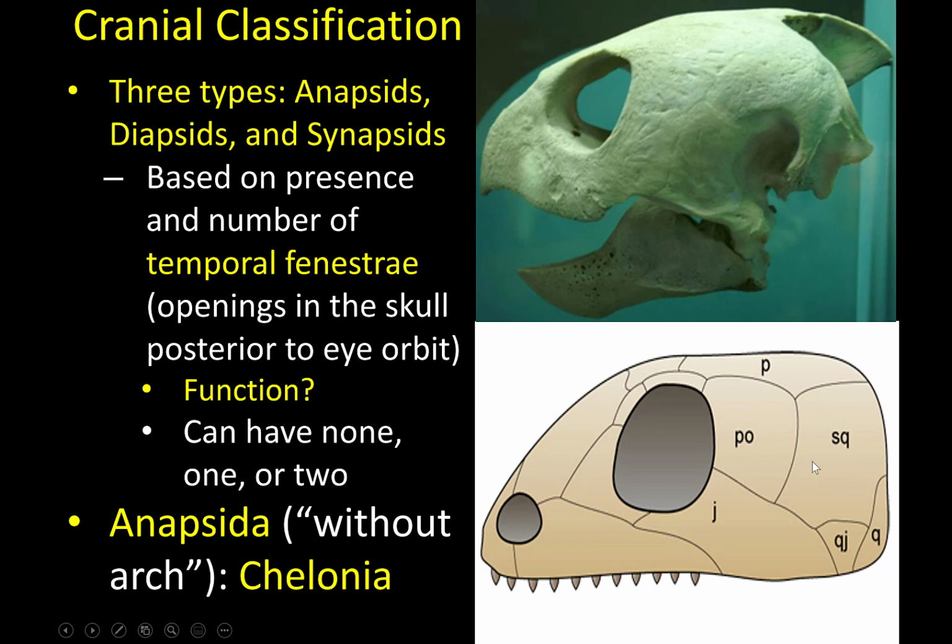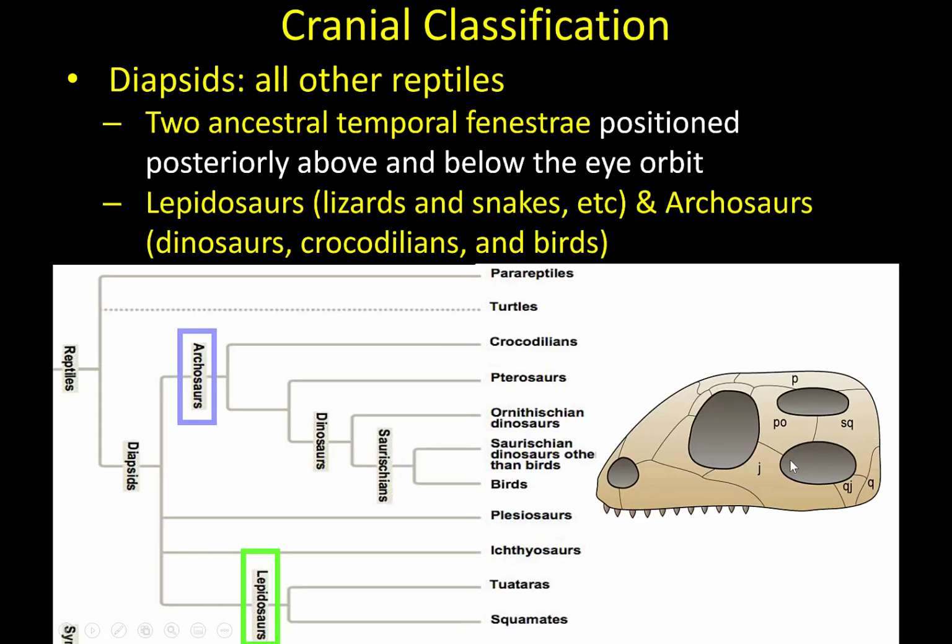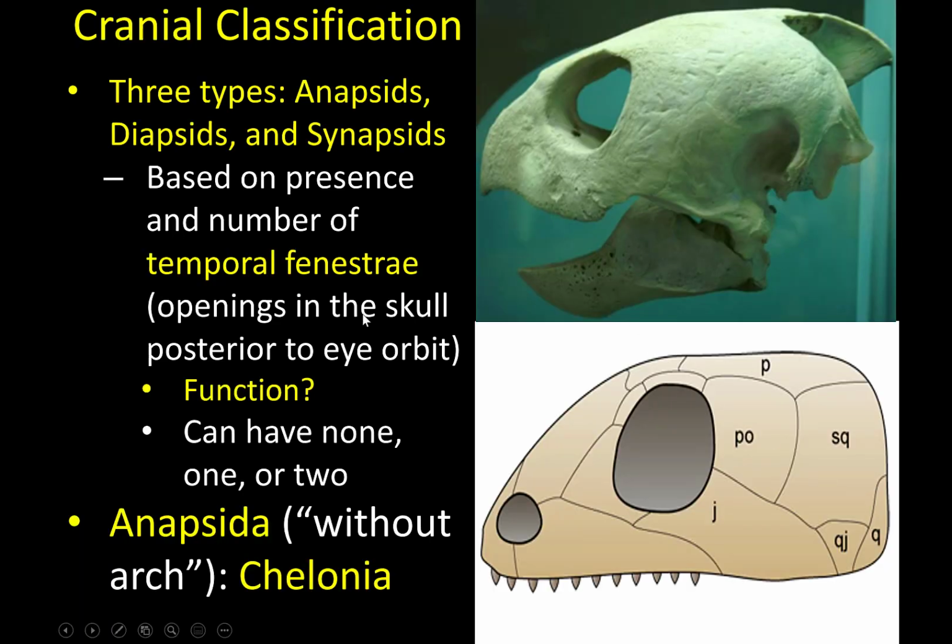When these holes are present, they look roughly like this. Okay? This is the eye socket. Here's the nostril. These are postorbital fenestra. Okay? When they're present, they're very obvious. When they're not present, it's also obvious: the skull is very smooth.